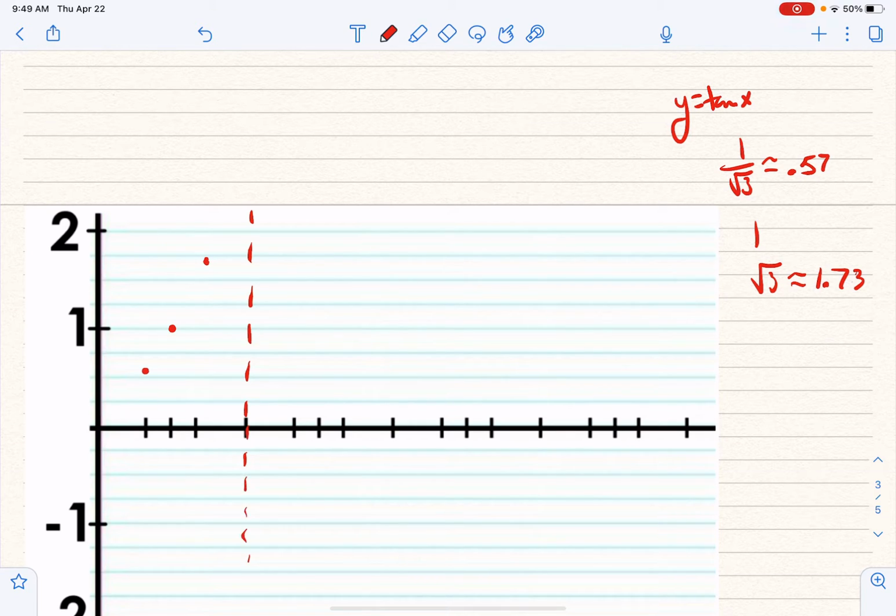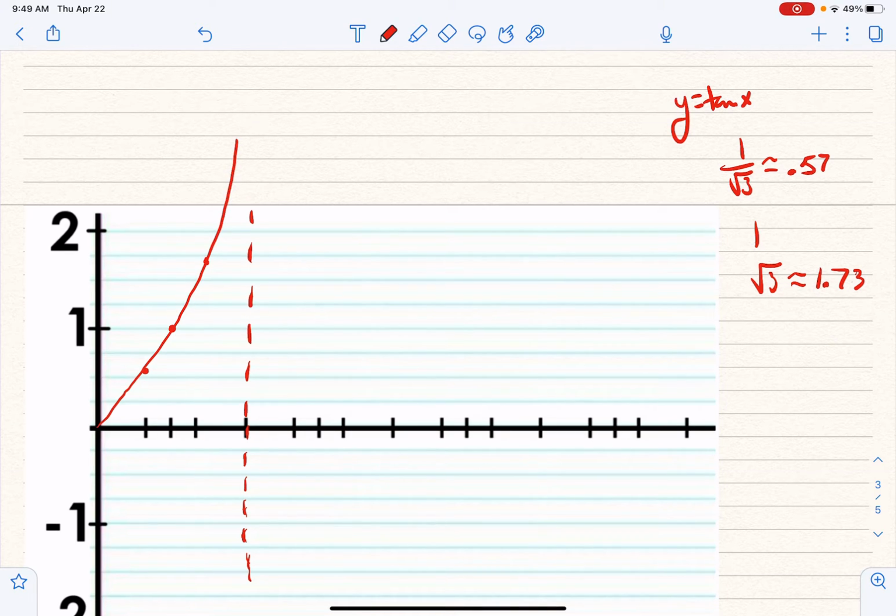At pi over 2, if you're not sure why it's undefined, it's because at pi over 2, cosine x is 0. And since tangent is sine divided by cosine, we can't divide by 0. So that's when it kind of freaks out. And so it should look something like this. It should kind of come up through here and keep working its way up. Okay, this is not a great graph. Let's try that one more time. It looks something like that. It would keep going up.